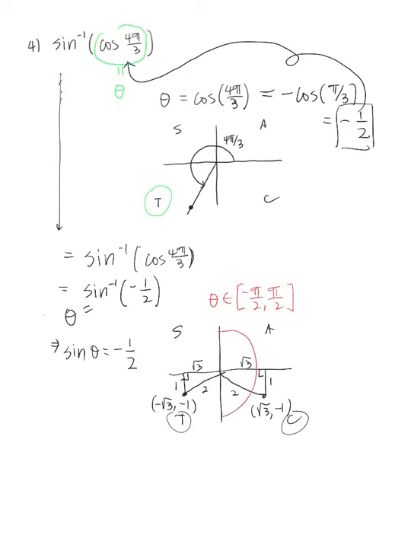So the angle that we're going to take is from the positive x-axis towards here, which is going to be, I know it doesn't look like it, but it's going to be 30 degrees, which is going to be negative π/6. So this whole answer is going to be negative π/6.